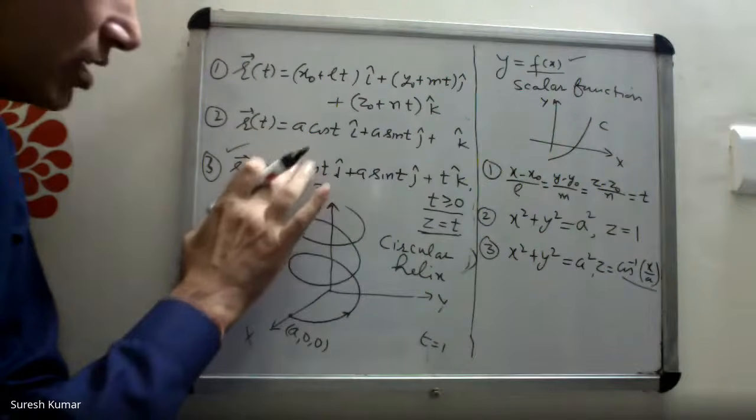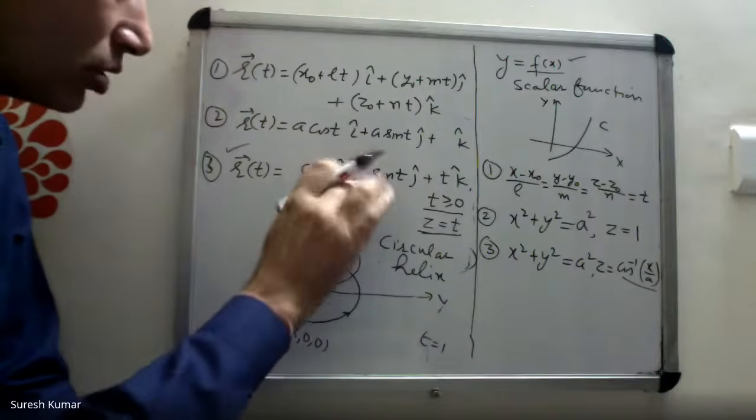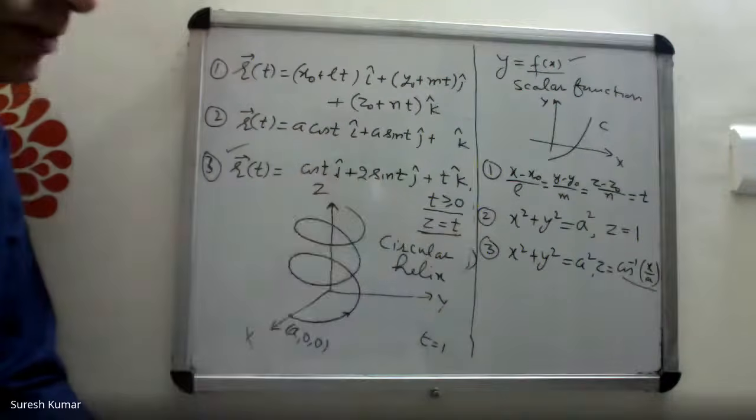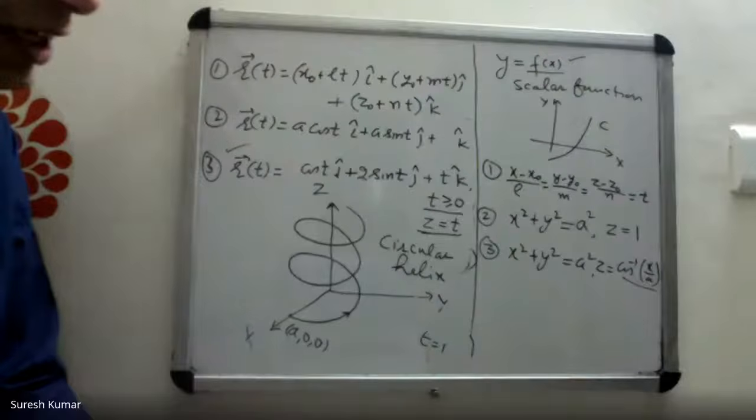If I change these values, say this is 1, this is 2, then what do we call it? Instead of circular helix, we can call it elliptical helix, right?